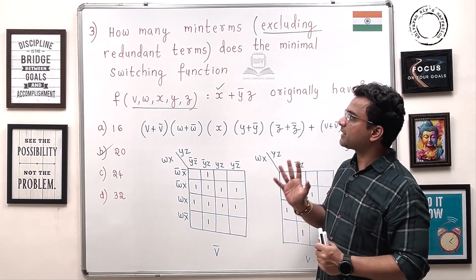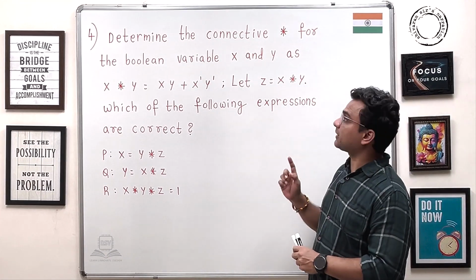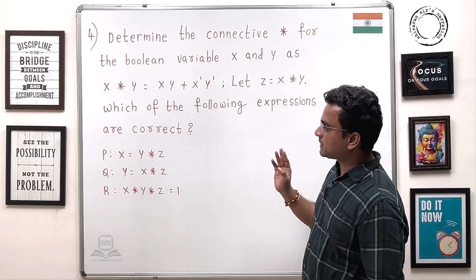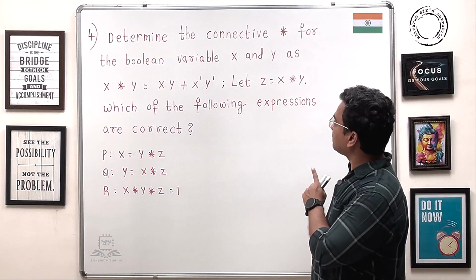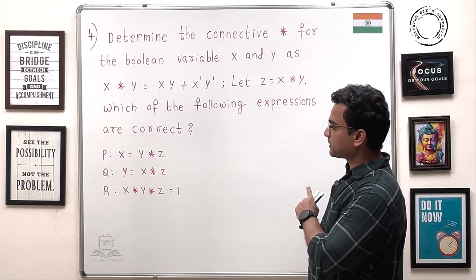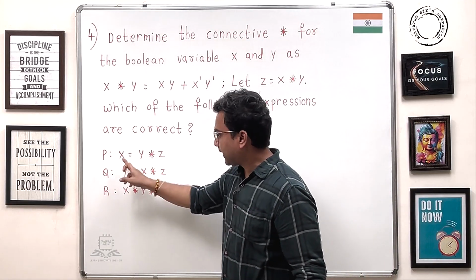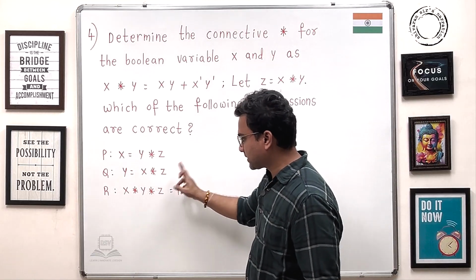Right guys, this is about question number 3. Let's enter question number 4. Determine the connective asterisk for the Boolean variables x and y as x asterisk y is equal to xy plus x bar y bar. Let z be equal to x asterisk y. Which of the following expressions are correct? The expression for p, x is equal to y asterisk z. Similarly, y is equal to x asterisk z.